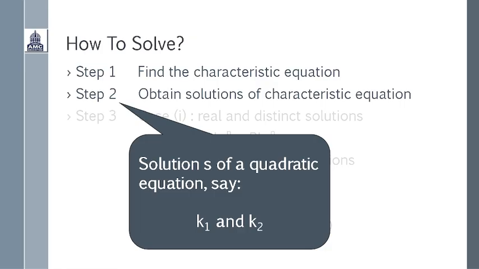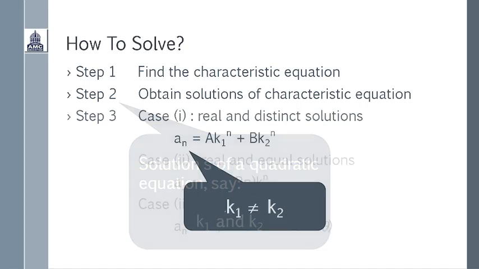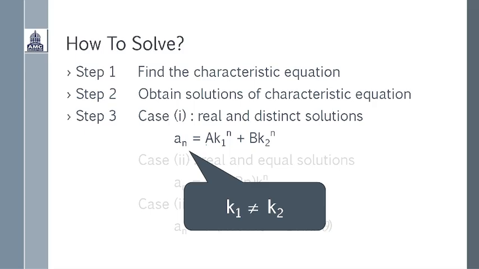This characteristic equation, in most cases it is a quadratic equation, but it might also be any other kind of algebraic equation, higher order or lower order as well. So we obtain the solutions of the quadratic equation. Let's say they are k1 and k2, right? So there are three cases which might happen. The first case is that K1 is not equal to K2. And in that case, we write our general term as equal to A times K1 to the power n plus B times K2 to the power n. Remember that this n is the variable for us, right?